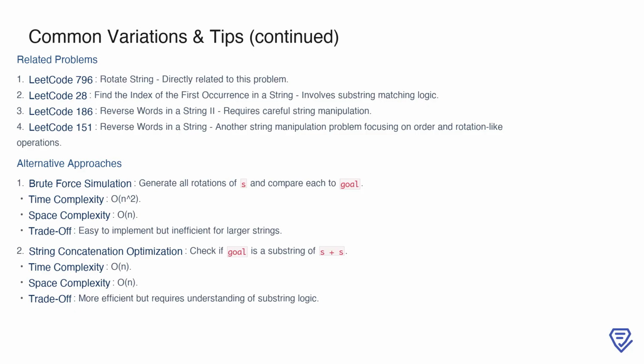On the other hand, the optimized solution using string concatenation checks if goal is a substring of s plus s, reducing time complexity to O(n), and keeping space complexity at O(n). This approach is both efficient and elegant, but it requires a good understanding of substring mechanics.